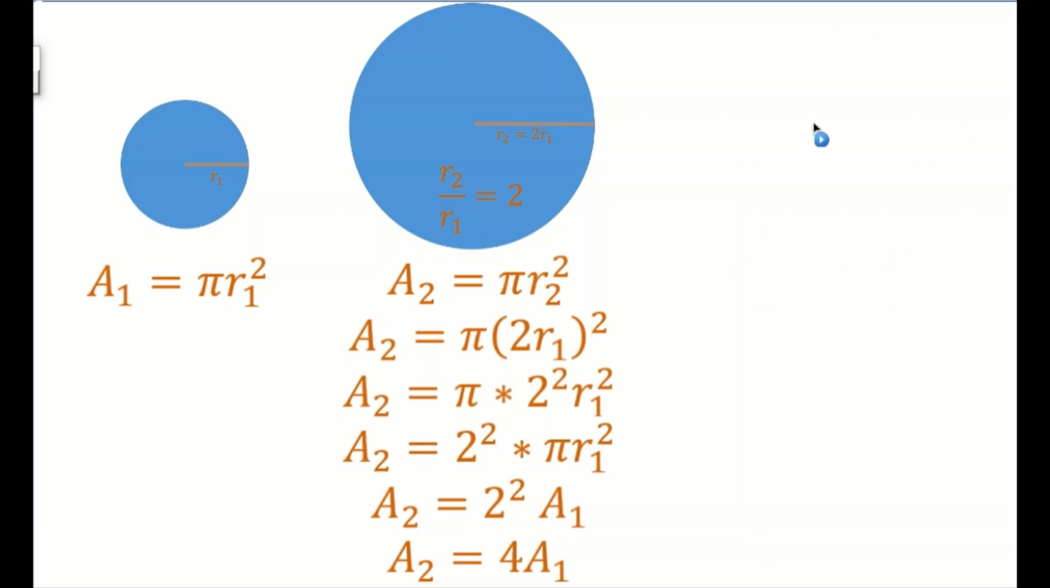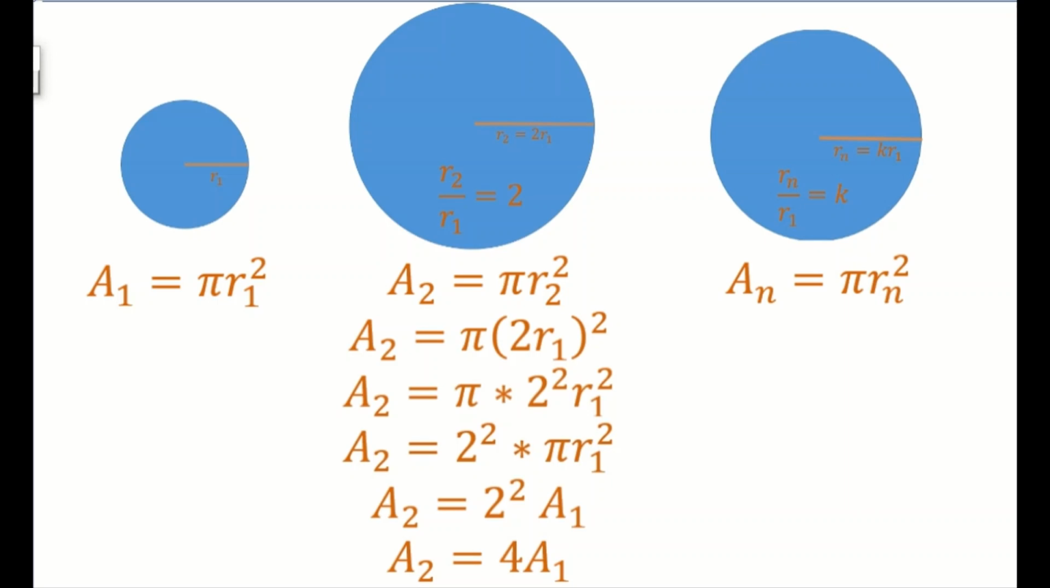And we can look at that for any scale factor. Here's just a random circle that is k times larger than the first one. The radius of this nth circle that we're dealing with is k times the radius of the first circle. So here the k is the same thing as the 2 was back here on the second circle. And if you look at the ratio, any length in this circle is going to be k times as big. Radius to radius equals k. And if we look at the area of this circle, it's pi times the radius of this circle squared.